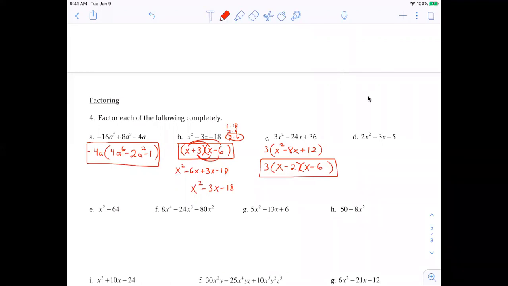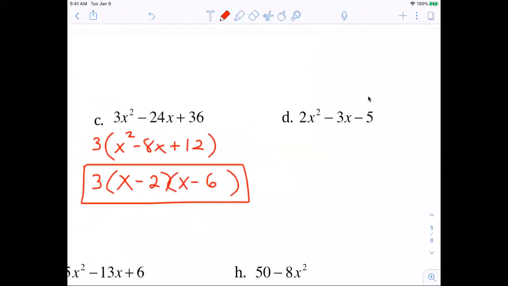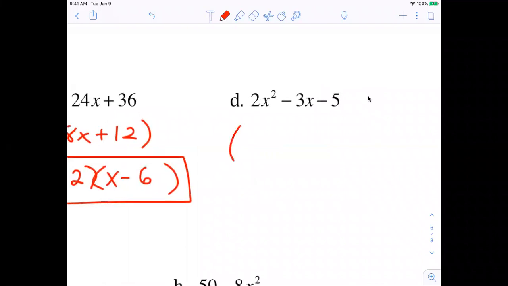I want to try and factor out the 2, but it doesn't factor out. So I'm still going to use my 2 sets of parentheses, but I'm going to have to use a little bit more trial and error here, perhaps. I know that my first 2 terms have to give me 2x squared. So I will make 2x and x those first 2 terms, because 2x times x is 2x squared.